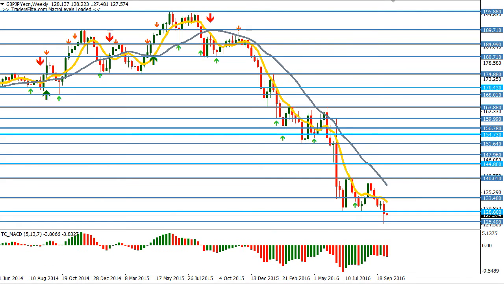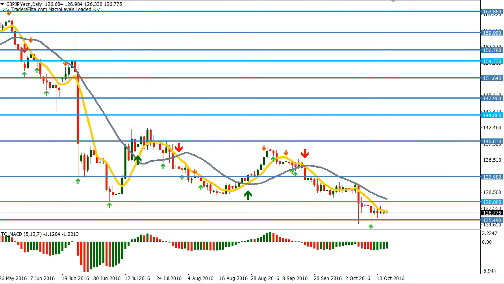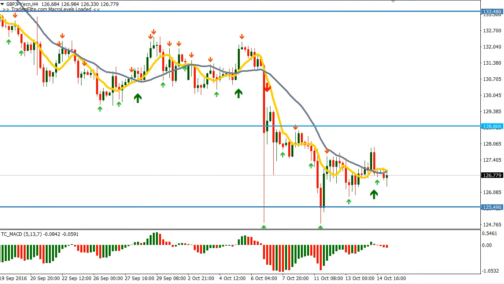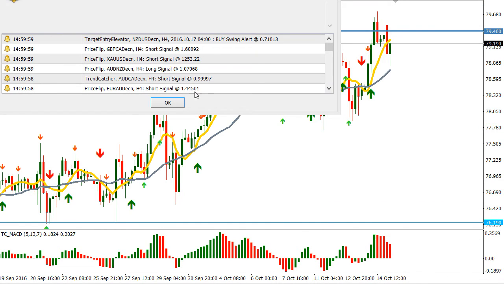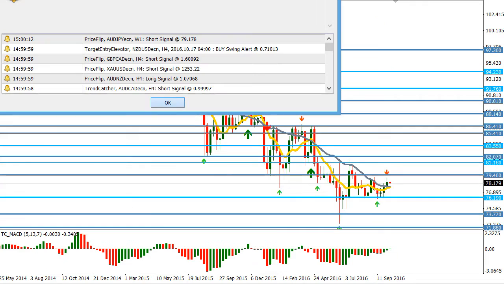Pound yen as well, there's still no clue of it stopping, continually seeing record lows on this chart. Daily, looking like it's phasing a little bit, and then on the 4-hour, we could get a move upward for sure, just by being at these oversold areas. Okay, Aussie yen, we can see that we've been rejected twice from the 79.40. If there's a move upward, then we could see an upward move.